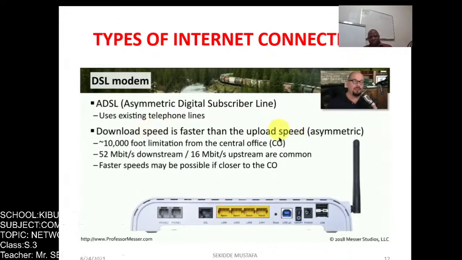The download speed that you're going to have will be directly proportional to how far away you are from that central office. And the limitation is somewhere around 10,000 feet, which is not an incredibly long distance when you consider how dispersed our different homes are away from these central offices. You'll generally get 52 megabits per second down and 16 megabits per second upstream, but these numbers can vary widely depending on how far away you are from the CO. As you begin to move farther away from the CO, you'll start to see these speeds get slower and slower.